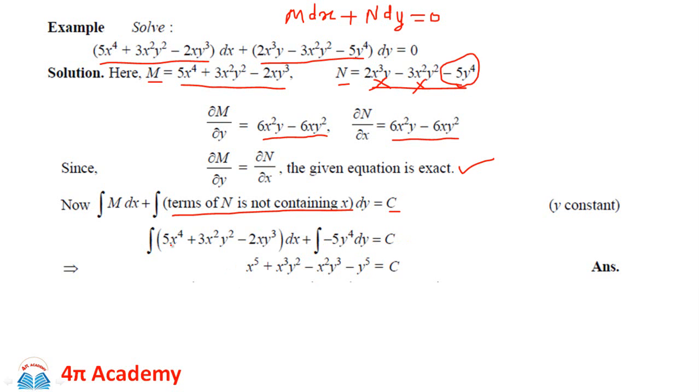So integration is simple here. Integration of x raised to power 4 will be x raised to power 5 by 5. So this 5 gets cancelled, we remain with x raised to power 5 plus, here we are integrating with respect to x, so it will be 3 times y square, where y is constant, and integration of x square is x raised to power 3 by 3, so the 3 gets cancelled, so we get x cube into y square.